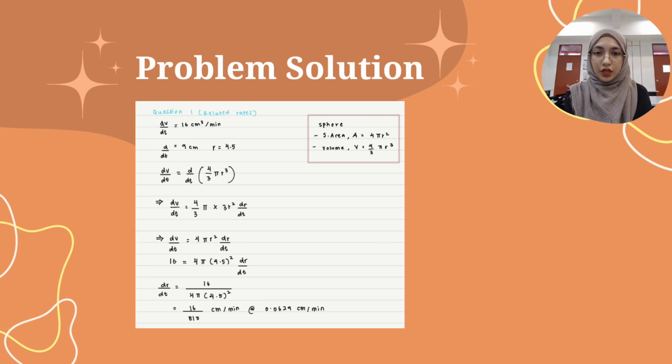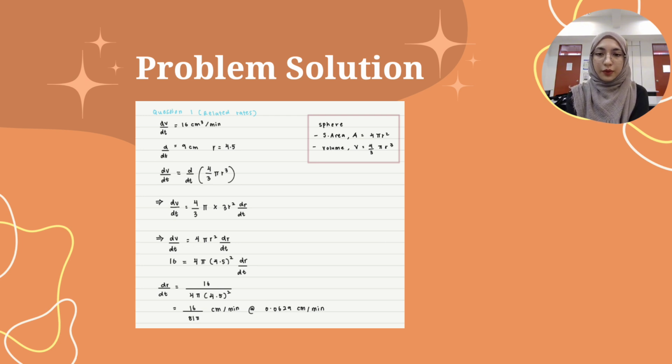With the given rate of change of volume, 16 cm³ per minute, and the rate of change of radius, first we should differentiate volume with respect to time. Apply the chain rule, so the equation becomes dV over dt equals 4 over 3 pi multiplied by 3r squared, dr over dt. We can simplify the equation: dV over dt equals 4 pi r squared dr over dt, and substitute the given values.